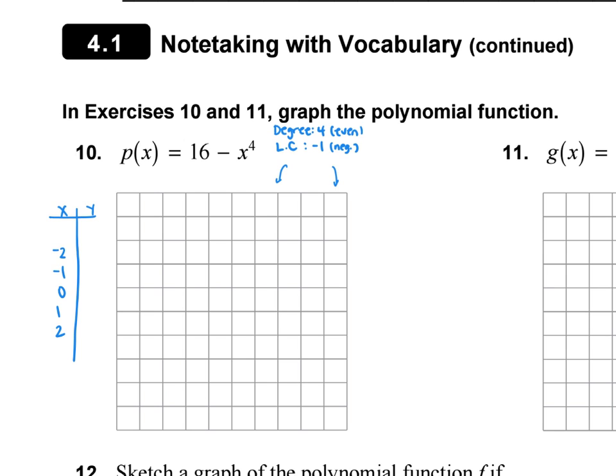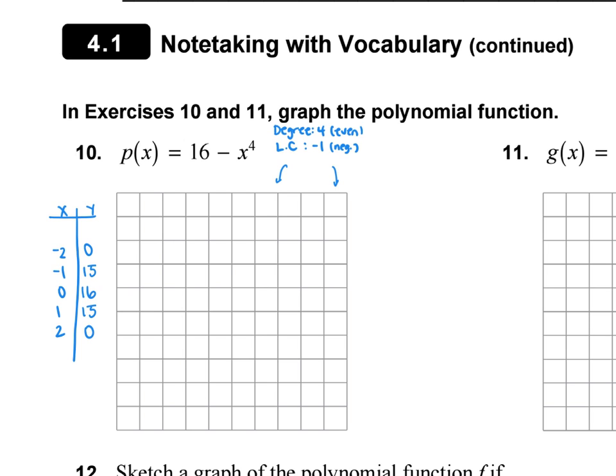So if we plug in negative 2 into the function, negative 2 to the 4th power is 16. 16 minus 16 is 0. If we plug in negative 1 to the 4th power is 1. 16 minus 1 is 15. If we plug in 0, 0 to the 4th power is 0. 16 minus 0 is 16. If we plug in 1, it's going to be 15. And if we plug in 2, it's going to be 0 because of the symmetry this graph has.